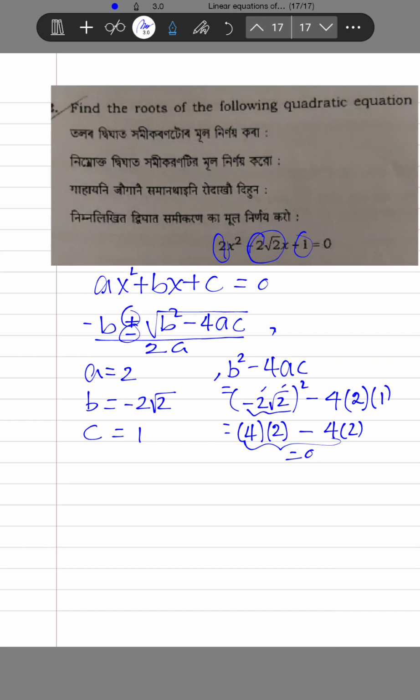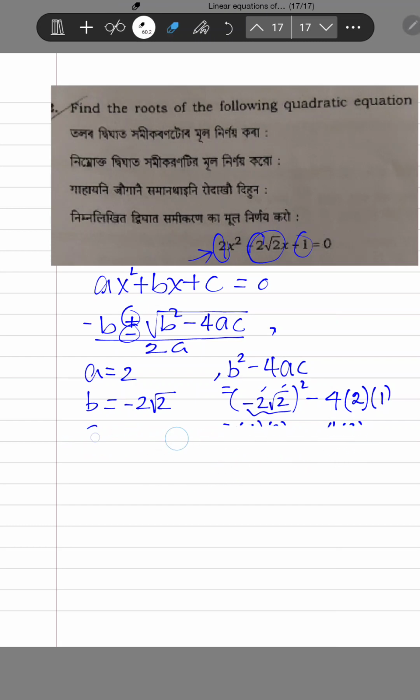A graphical representation of it means that the graph is going to touch the x-axis at only one point. This graph opens up wide, and there is only one point of touching, and the whole graph body is going to be above the x-axis. We're not going into that for now. Let's see what these two roots are.